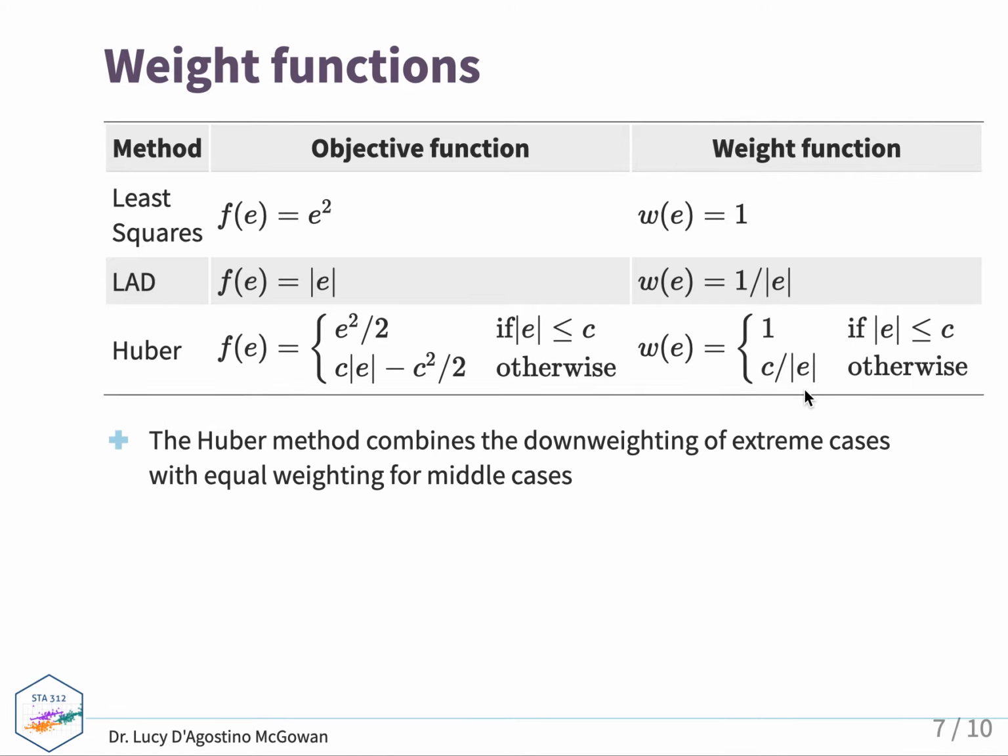And so this method combines the down weighting of extreme cases with equal weighting for middle cases. So it basically takes this nice approach where we end up having equal weighting, so we just have a weight of 1 for normal cases, but then for our extreme cases, we end up down weighting them like this, and we downweight them by c over the absolute value of e.